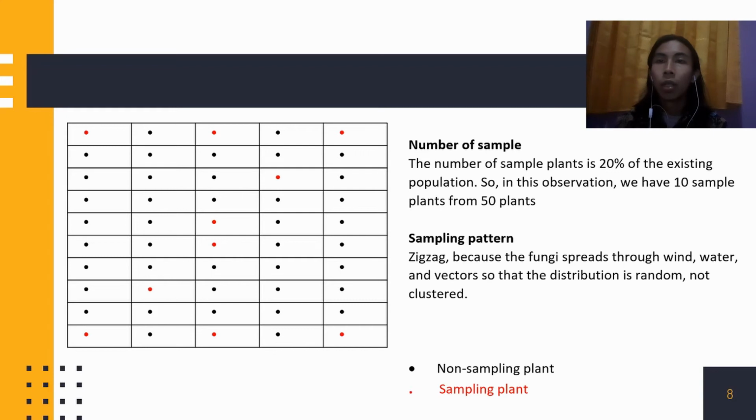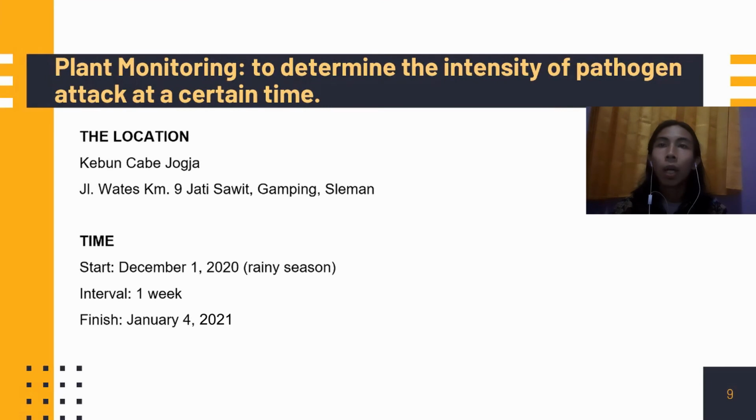Sampling patterns. We use a zigzag sampling pattern because the fungi spread through wind, water, and vectors, so that the distribution is random, not clustered. The black point is non-sampling plants, and the red point is sampling plants. Plant monitoring is done to determine the intensity of pathogen attack at a certain time.